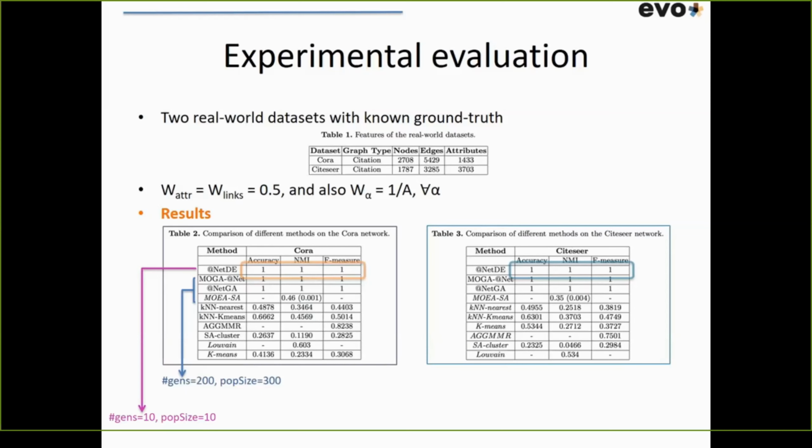Tables 2 and 3 clearly show the superiority of the methods based on evolutionary computation over their competing approaches. In fact, they are able to obtain the ground truth division for both the Cora and the Citeseer networks. We can observe also that the genetic algorithms need much more generations and population individuals compared to our algorithm.